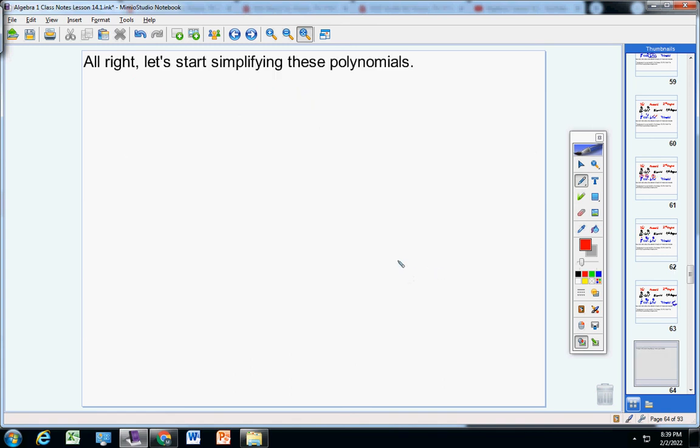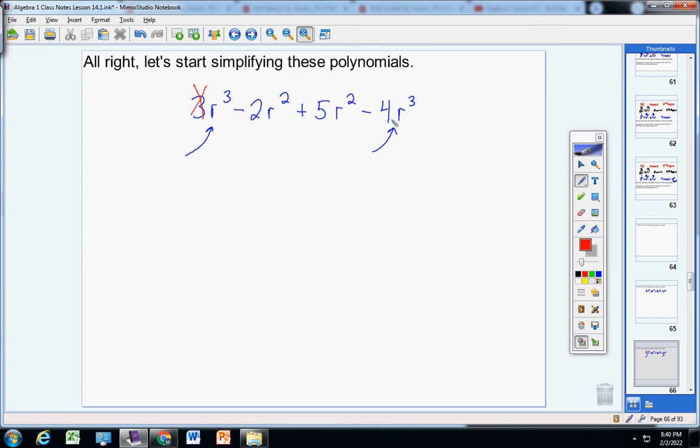Now, let's start simplifying these things. Here we go. Please copy that in your notes and let's simplify this. Remember, you can only combine like terms. Okay, so this is what I call an r cubed term, and this is an r cubed term. We do not care about the coefficients when we are looking for like terms. Coefficients do not matter, just the variables and their exponents.